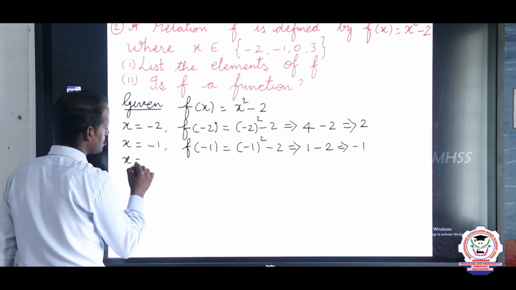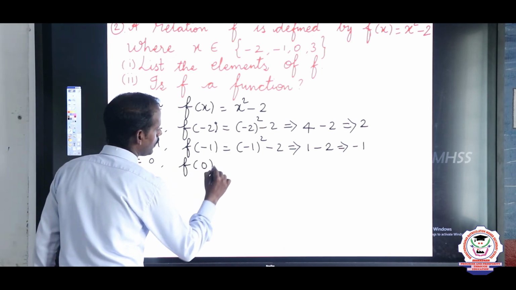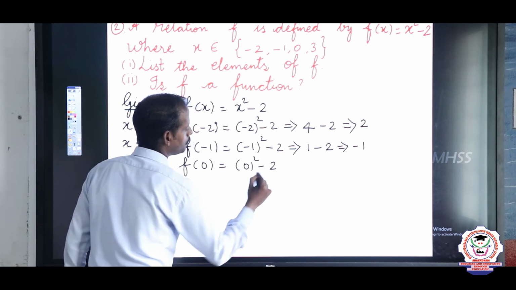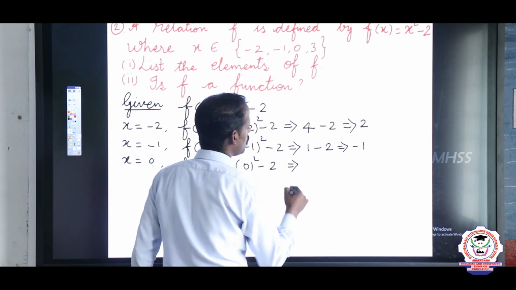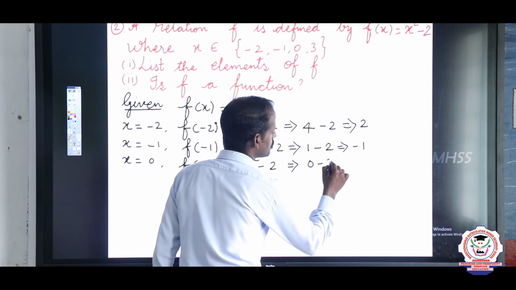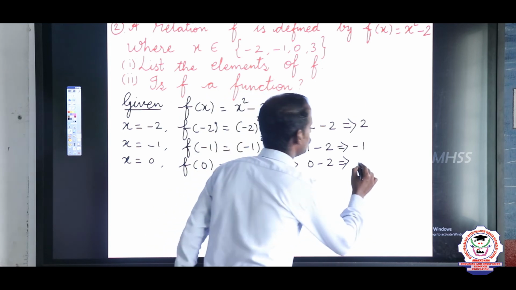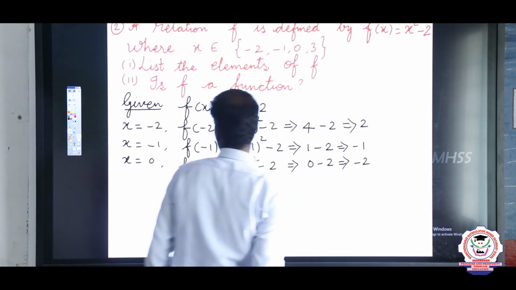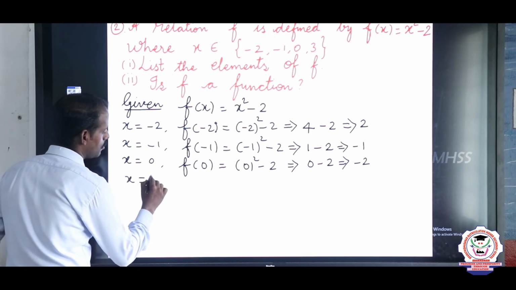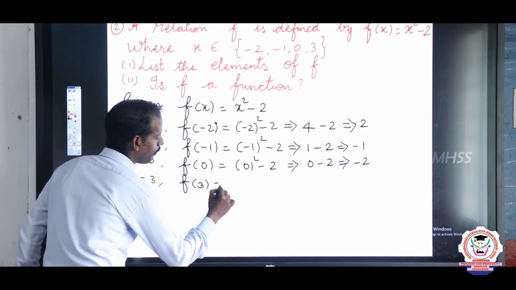So x equal to 0 means what will be the value of f of 0? f of 0 equals 0 square minus 2, which implies 0 minus 2, and the value is minus 2. Then f of 3. So the x value is 3. That value you have to find.